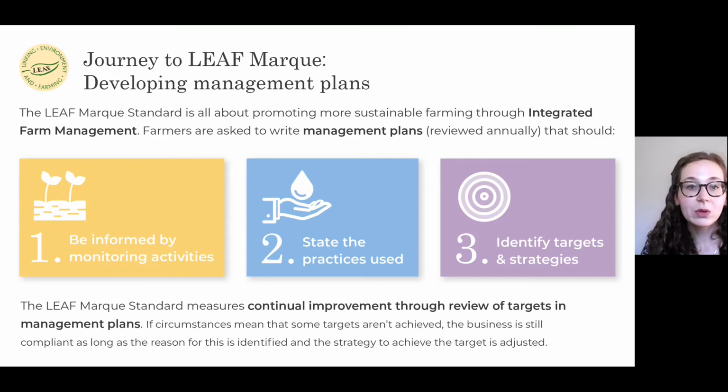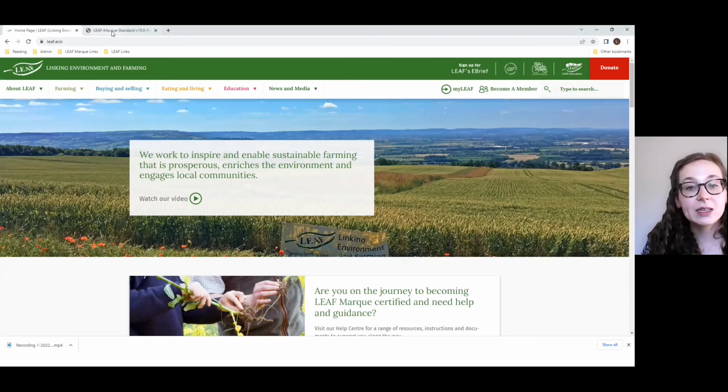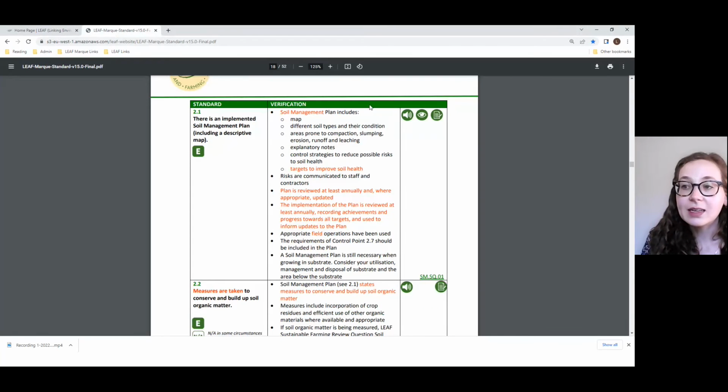If I show you an example of what this looks like in the context of LEAF-Mark, the best place to look is the standard, as I mentioned, and let's take a look at soil management. So this is what I meant when I was referring to look at what the sub-bullet points are saying to include, because that's what your plan must have. But it also then has the requirements for reviewing these plans and updating them as appropriate.